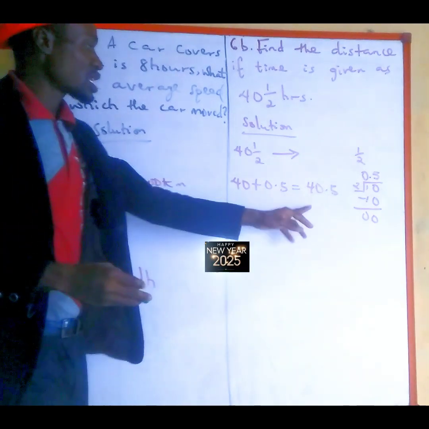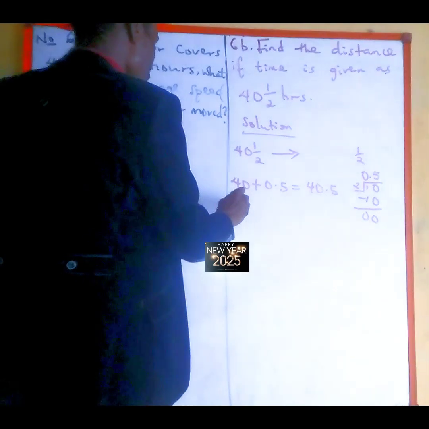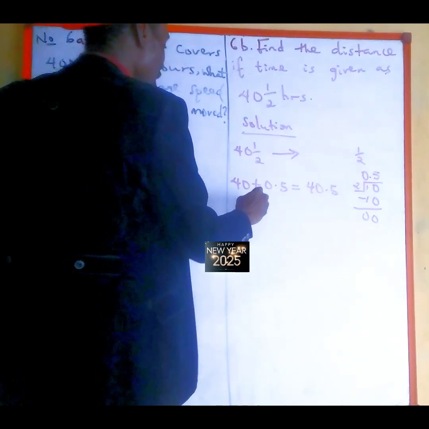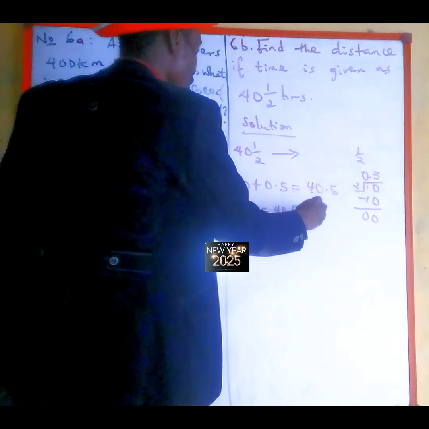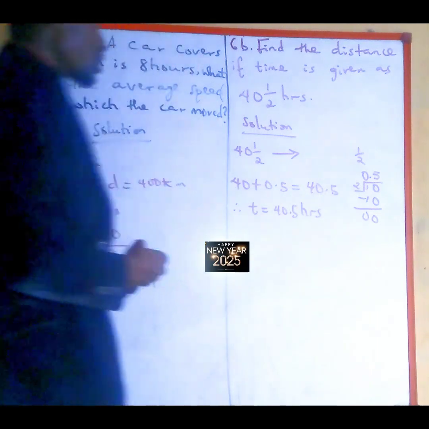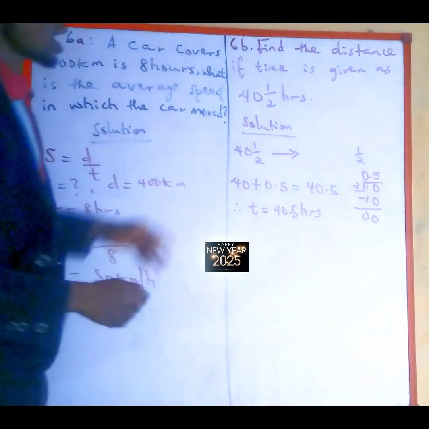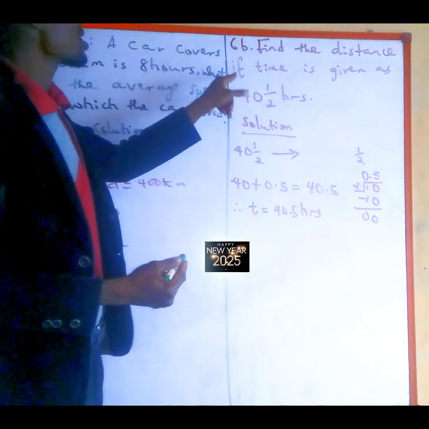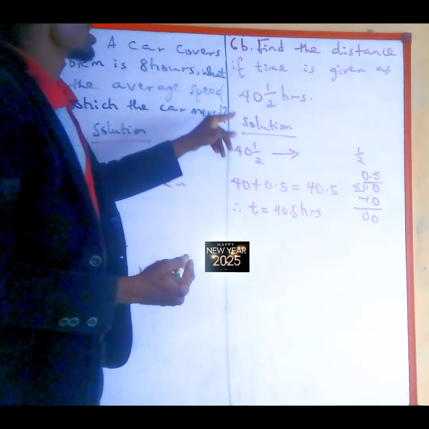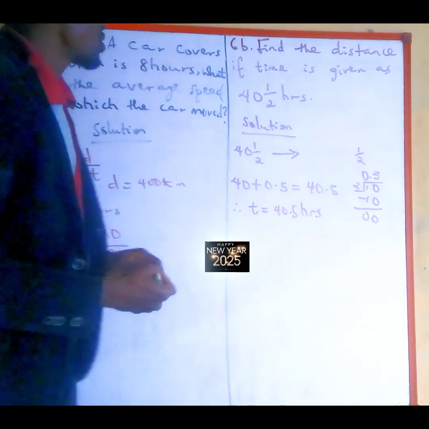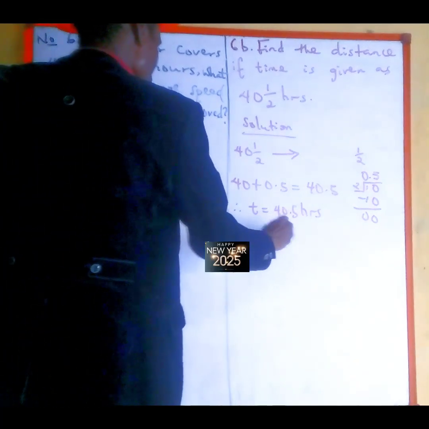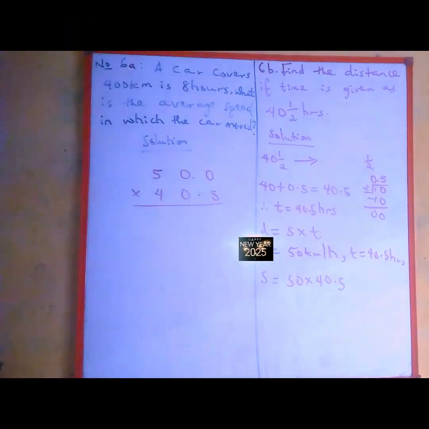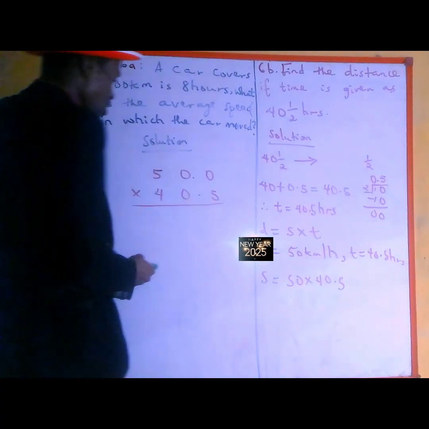We are using this as our time. So therefore, the time here is 40.5 hours. But we are told to find the distance if time is given as 40.5. What's the formula for distance? Distance is equal to speed times time. Alright, now the numbers are on the board. Let's quickly do our multiplication.